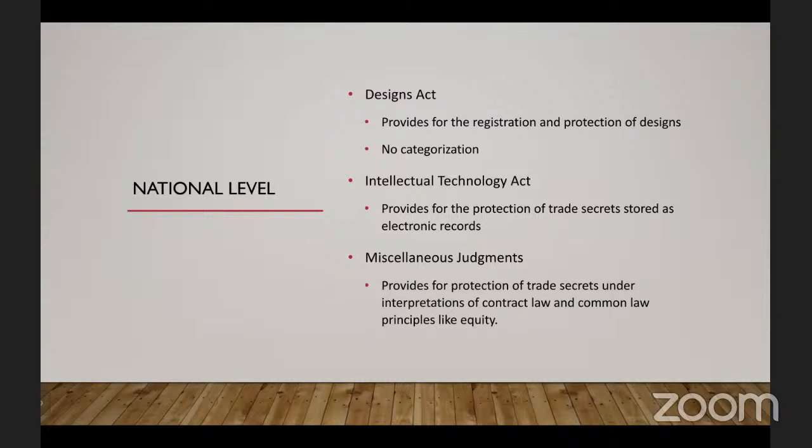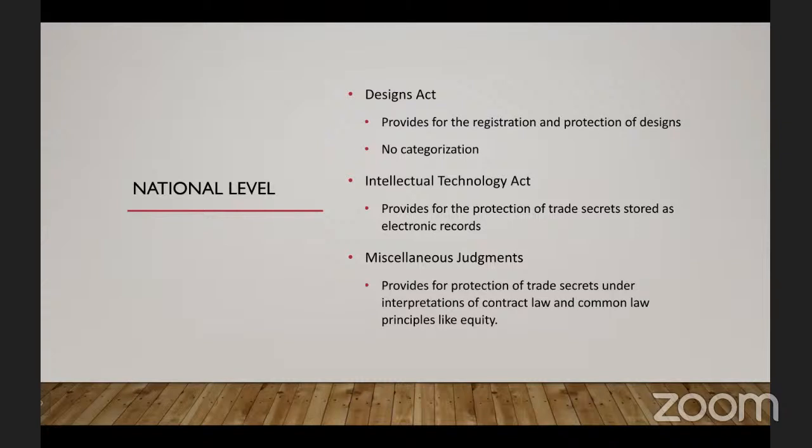Outside of that, there are a series of court judgments that also provide protection for trade secrets. So there's no Trade Secrets Act. If it's electronic, then there's the IT Act that you get it under. Otherwise, there's a series of court judgments that still provide protection, but they provide it by interpreting aspects of contract law and common law principles like equity. So it gets to the same result, but there's no act to refer to.